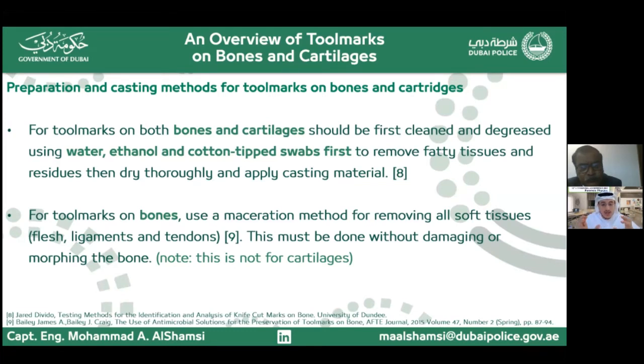Okay, we generally tend to do two casts. The first time we clean it, and if it was a bone, we macerate it, and we'll discuss this right now. Then we cast it again. For bones, use a maceration method for removal of all soft tissues, which involve flesh, ligaments, tendons. This must be done without damaging or morphing the bone, basically changing the shape of the bone. Remember, this is not for cartilages.